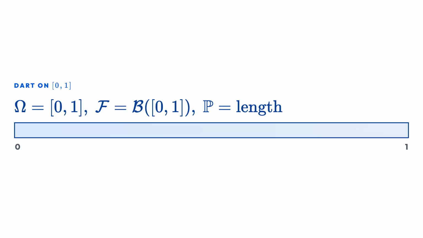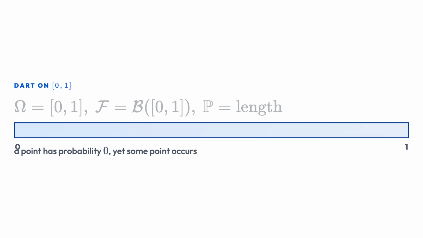Dart on 0, 1. Omega is the interval. F is the Borel sets, intervals, and the sets you get by countable unions and complements. P is length. A single point has probability 0, yet some point occurs. Probability 0 is not impossible. Every exact dart location has length 0, and still the dart lands.